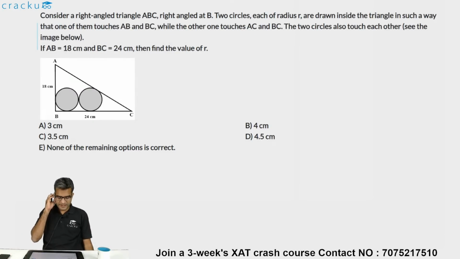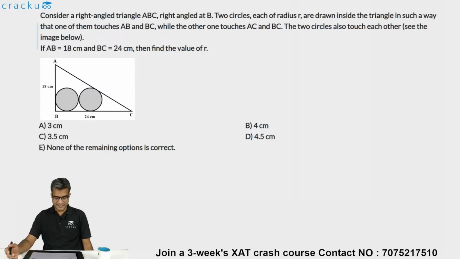In this question, we are told that there is a right angle triangle ABC. This is right angled at B, and two circles, each of radius R, are drawn inside the triangle in such a way that one of them touches AB and BC, and another one touches AC and BC. The two circles also touch each other as shown here.